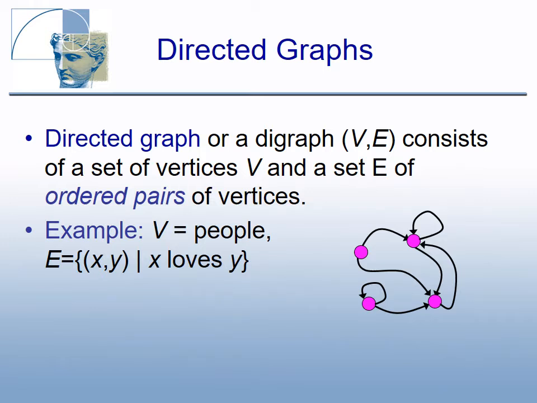A directed graph, or a digraph, (V, E) consists of a set of vertices V and a set E of ordered pairs of vertices. The difference is that the vertices in pairs are not equal. One of them is initial, another is terminal. This order is shown by an edge with an arrow pointing from the initial to the terminal vertex. For example, if V is a set of people, a directed graph can represent a statement "x loves y" for each pair of connected vertices.